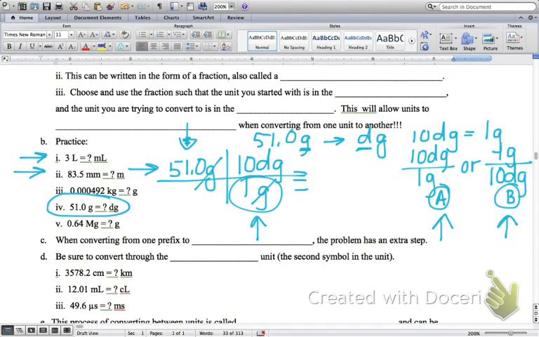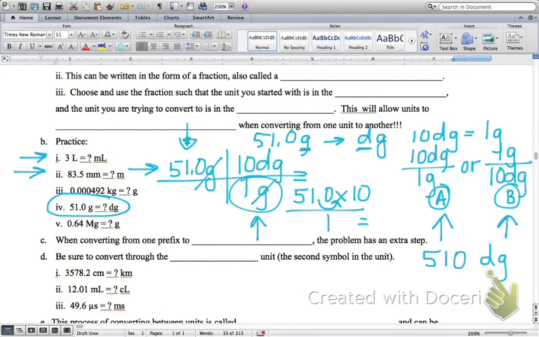So this would be the same as saying 51.0 times 10 divided by 1. So my answer, when I take 51.0 multiplied by 10, multiplying by 10 is the same as moving my decimal one place to the right. And so what happens here is this becomes 510 decigrams, like that.